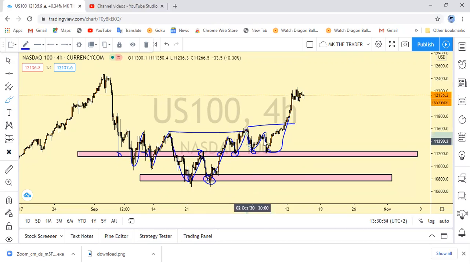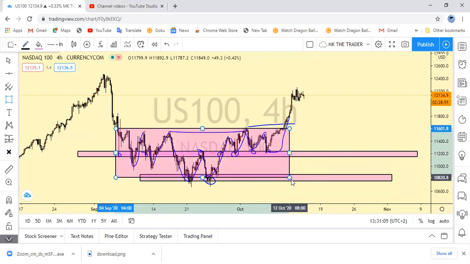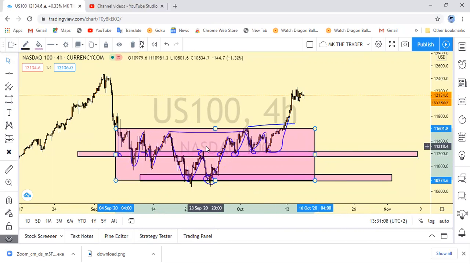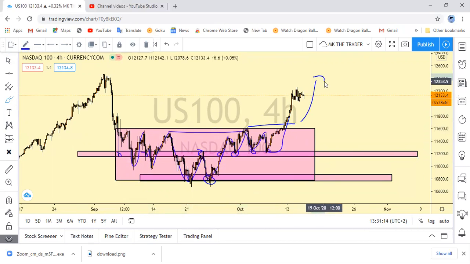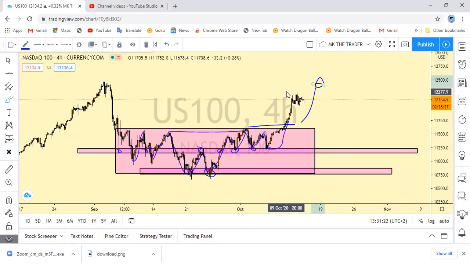So in this case, whereby this consolidation, this one here, it's broken, we know that we are now focusing on buying, because we're expecting this to go to the upside. So now we also have this level, which is another consolidation. So what are we waiting for now? We are waiting for a breakout of this level.